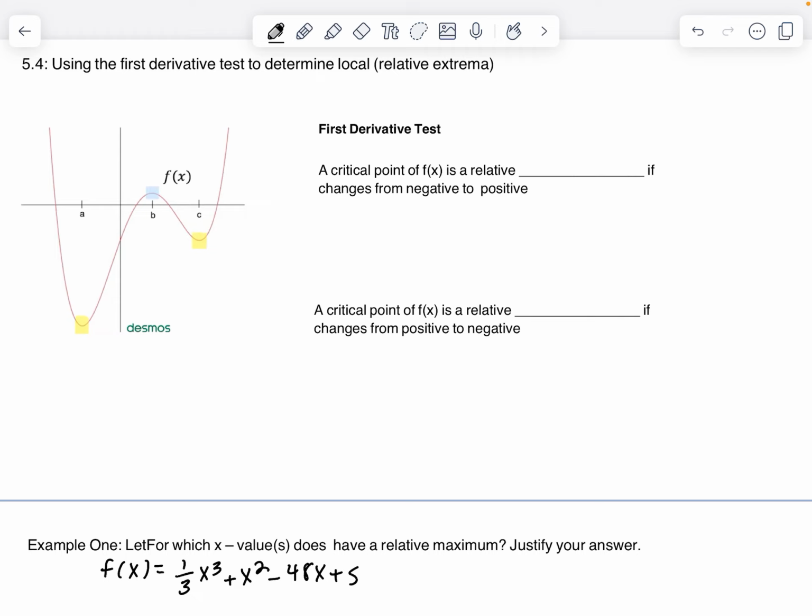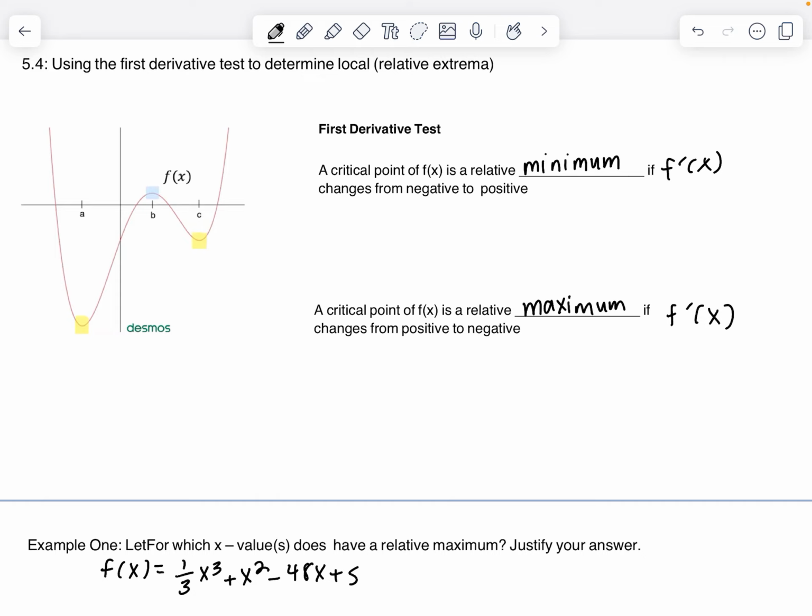So a critical point is a relative minimum if f prime of x changes from negative to positive. And a critical point of f of x is a relative maximum if f prime of x changes from positive to negative. So this is just like, over here on the left, this is f of x. This is just an original function, so no derivatives.